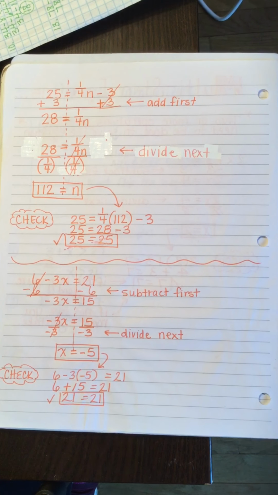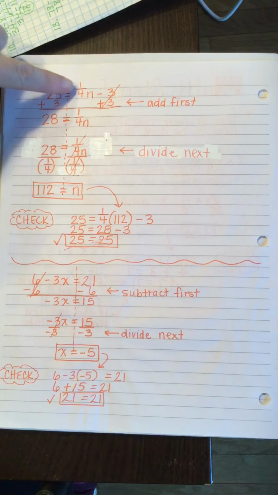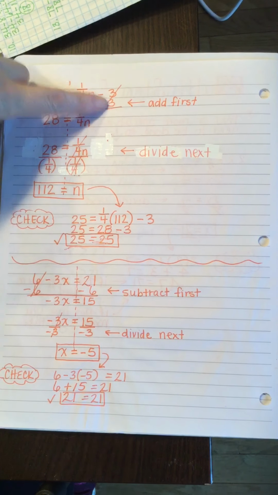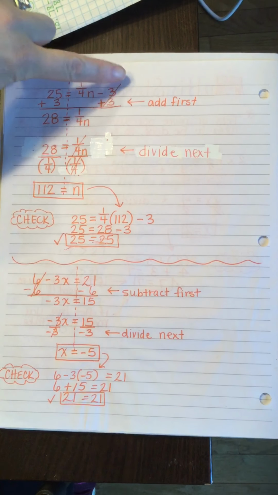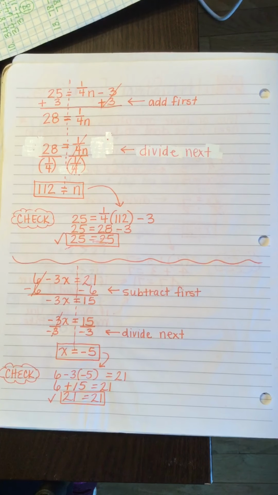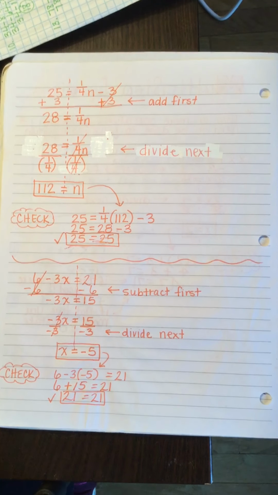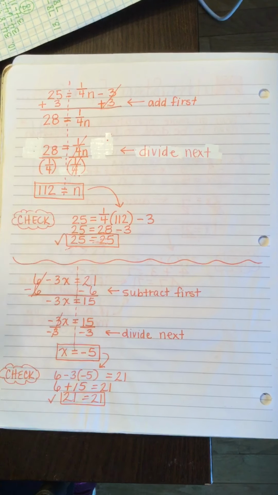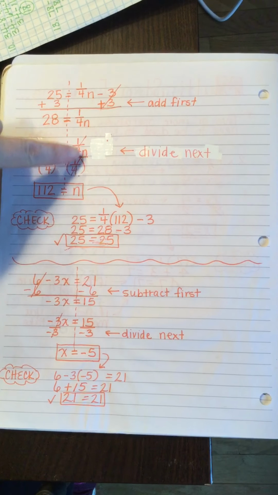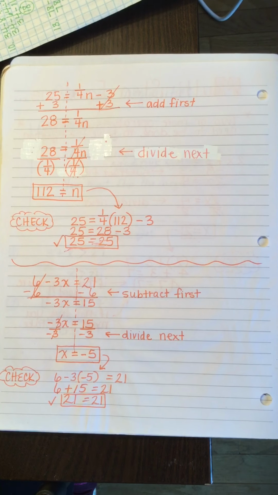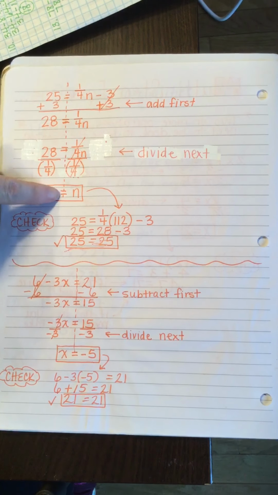And here is another example. If I have 25 equals 1/4 times n minus 3. So you want to do the operation that does not involve the variable first. So I'm going to add 3 to both sides of my equation. This will cancel out, and I will be left with 1/4 times n equals 28. Now I've turned it into a one step. So since this is 1/4 times n, I'm going to divide both sides by 1/4. That will cancel out the ones here. And when you do 28 divided by 1/4, which is 0.25, you get 112 equals n.